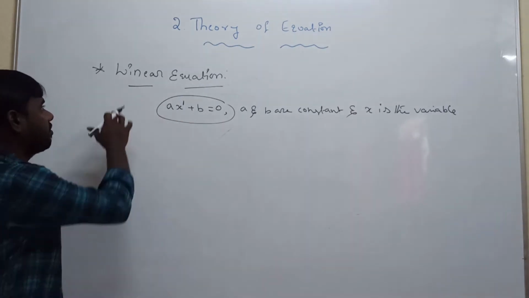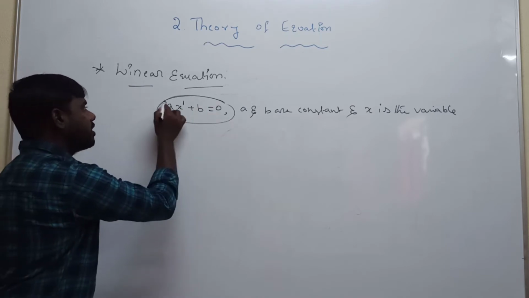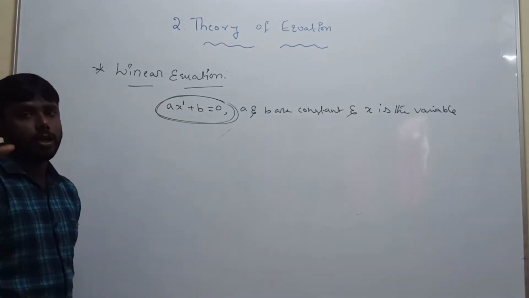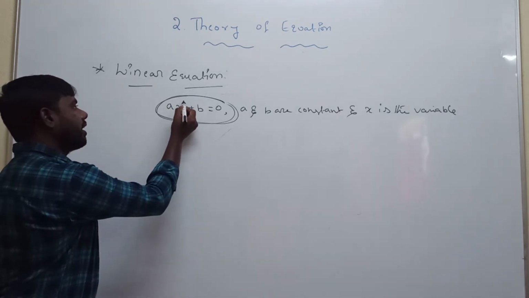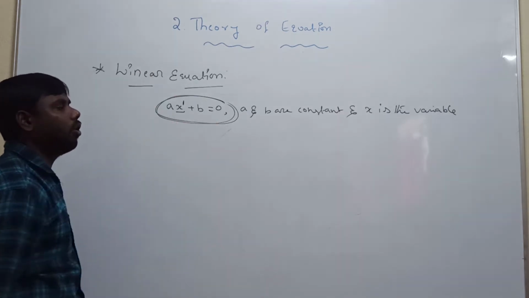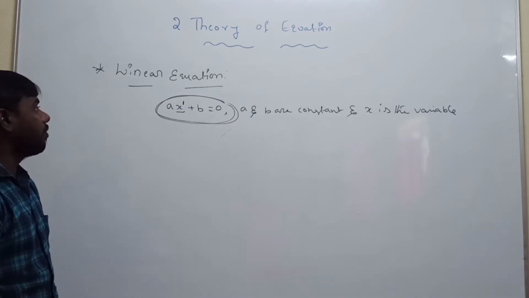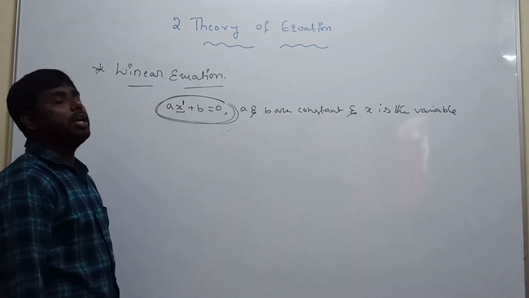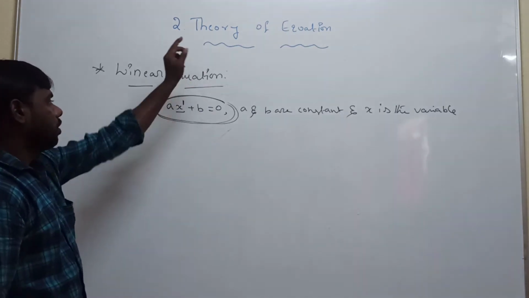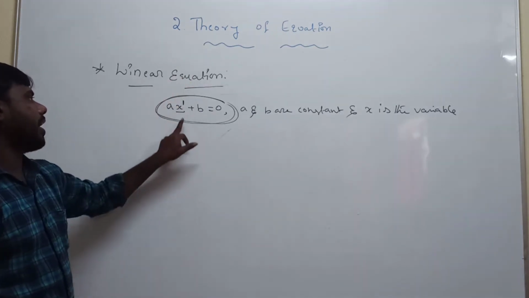So what is the definition of the linear equation? This equation is a polynomial equation. What is the degree here? Degree 1 in the variable x, so it is called a linear equation. Everyone understood? A polynomial equation of degree 1 is called a linear equation, where a and b are constants and x is the variable.